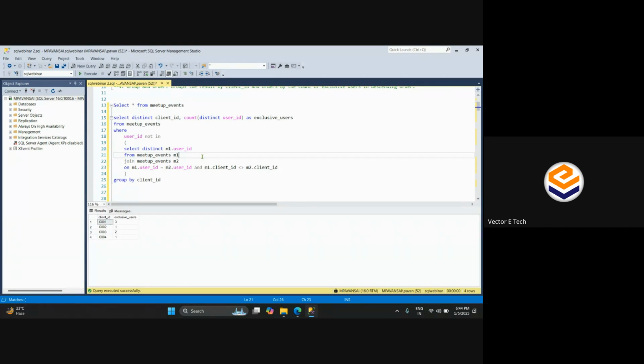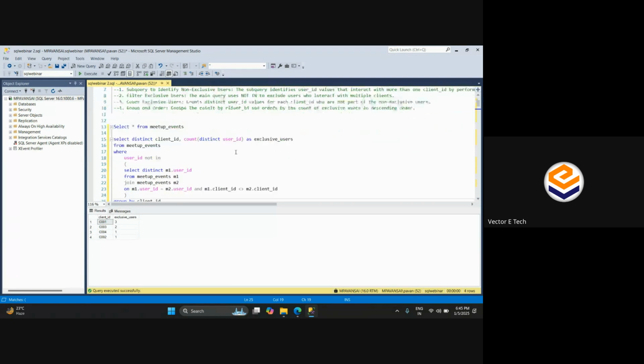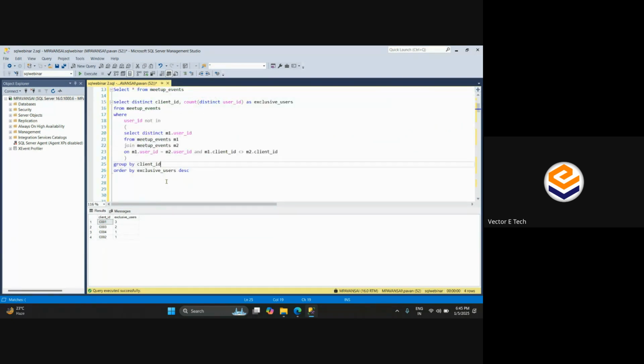Okay. Now let me order by exclusive all users in descending order. Okay. So these are those clients which satisfy our condition, and these are the exclusive loyal users. Of course, there are no other such users, but again, this is how we have to approach.